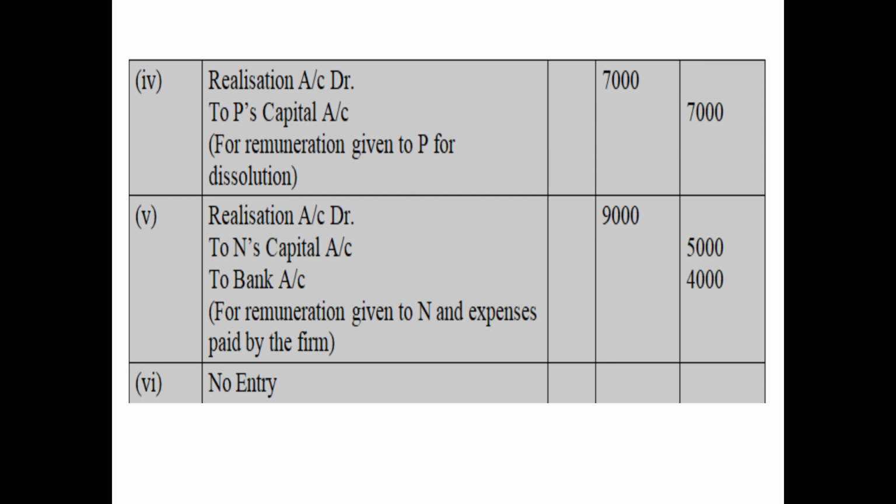And in the sixth case, a partner was responsible for the dissolution expenses. He was allowed 18,000 as fixed remuneration, in place of which he agreed to accept stock which was already transferred to realization account. So therefore, since both the debit and credit aspect is realization account only with the same amount, there will be no entry passed. So I hope these two questions are clear to you. These are very simple questions based on the concepts which we have discussed earlier.